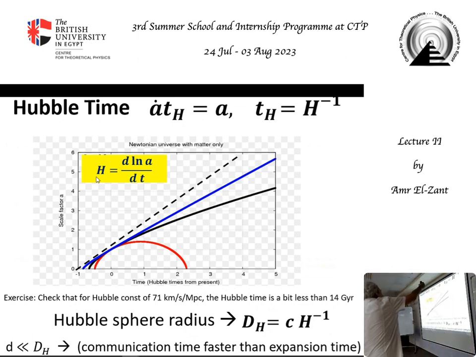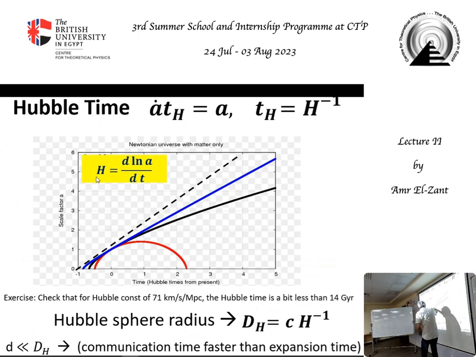You can define something called a Hubble time. It's the time for the universe to double its size. A dot times the Hubble time is A. So after a Hubble time, if it was A, it will become 2A. You write it like that: A dot over A is the inverse of the Hubble time. A dot over A is the Hubble constant, or Hubble parameter, which is the inverse of the Hubble time.